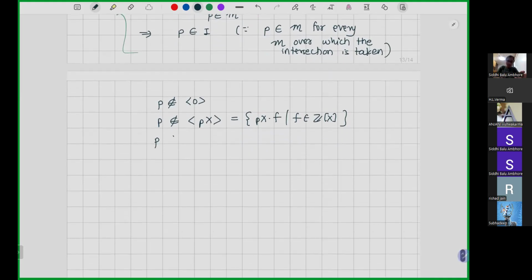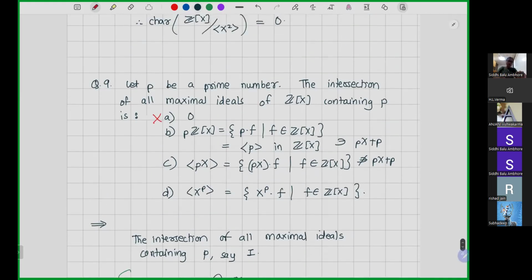Similarly, P also doesn't belong to this x power P, because again we do not have any element in Fx such that when I multiply it with this x power P, I will get P back. So it also doesn't belong to Zx. So this is also wrong, and this is also wrong.